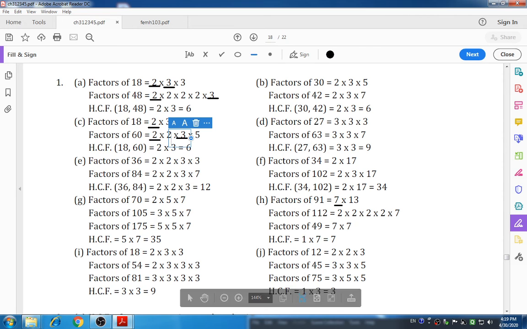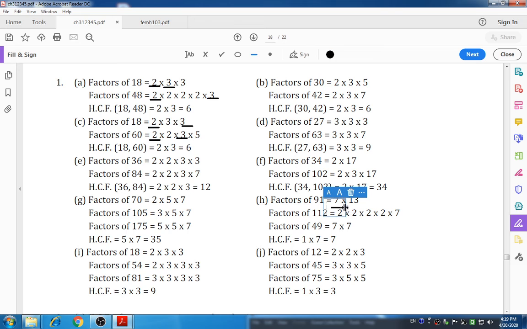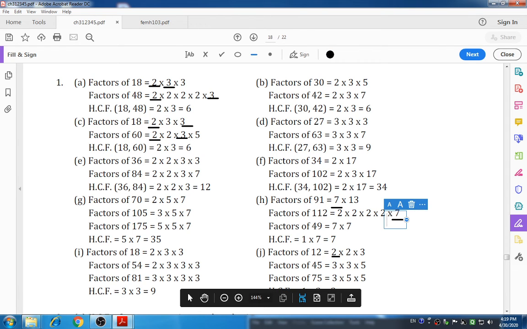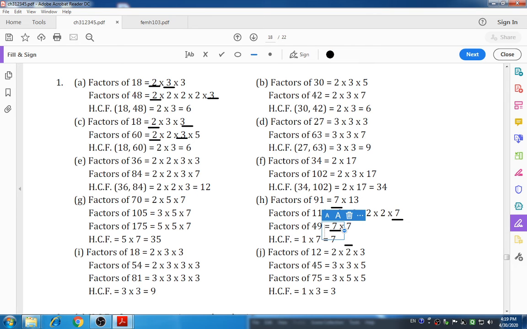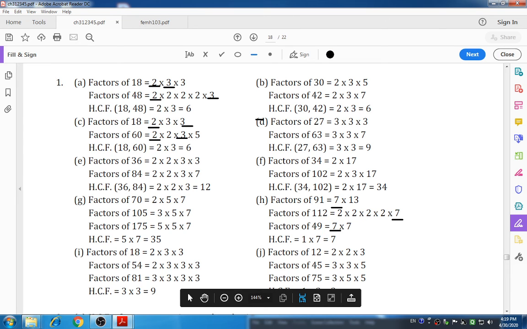Look at here, the next one I am going to solve. Factors of 91 is 13 sevens are 91 and factors of 112 is 2 into 2 into 2 into 2 into 7. So only 7 is a common factor between these two. And factors of 49 is 7 into 7 and here is also 7. Only one factor is a common number. So HCF is 7. As like this you have to solve all these 10 sums yourself.